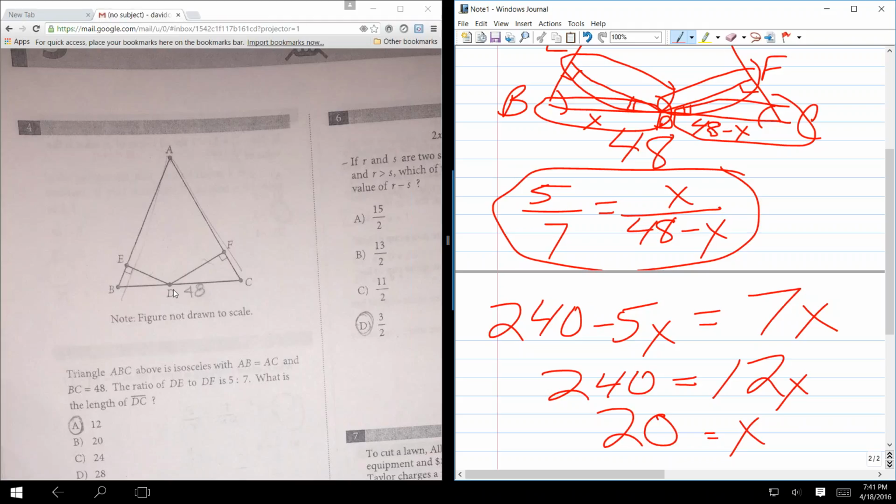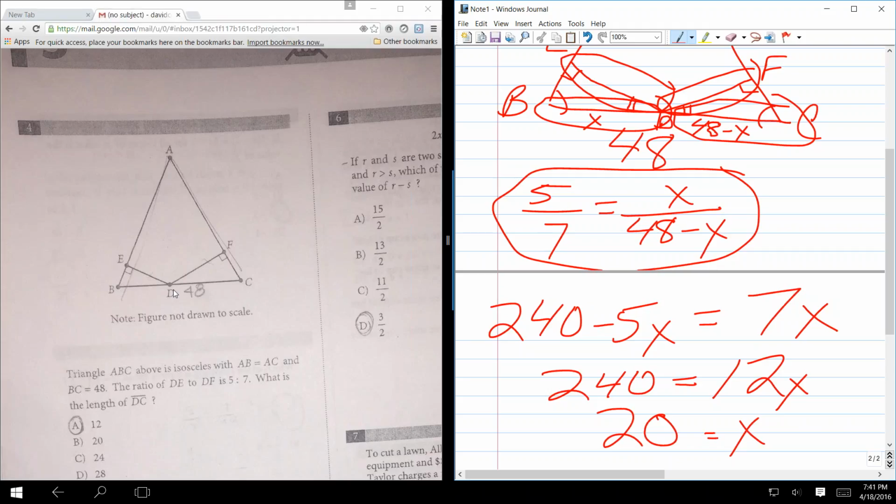Once you take a couple of these tests, you realize that the only way we're going to be able to answer this question is if they're similar triangles. So get used to dealing with similar triangles. And similar triangles always have ratios. The ratio of corresponding sides is the same, regardless of which side it is.